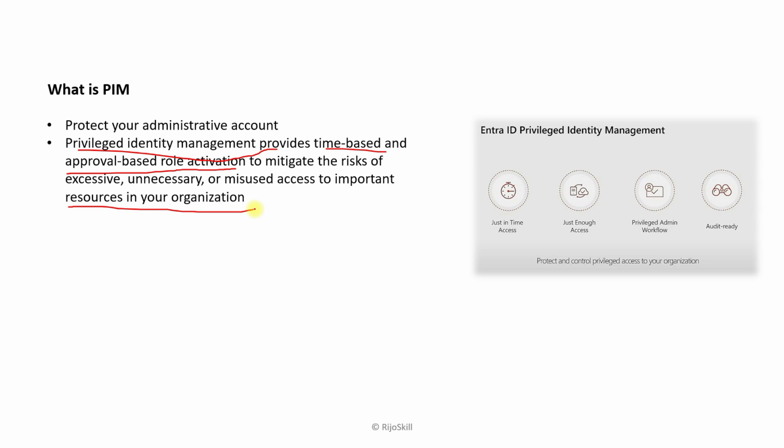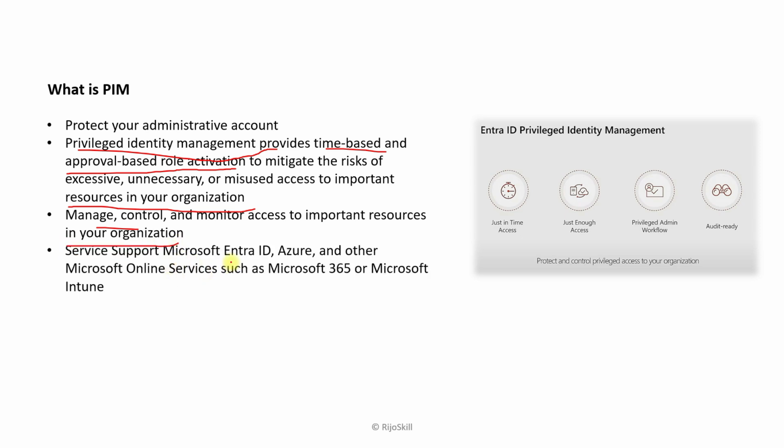For example, you are using access roles such as help desk administrator, privileged administrator and global administrator, and you need to assign these roles to your users. Privileged Identity Management controls how we can assign these roles to users in the organization. So it provides management, control and monitoring of access to important resources in your organization. This service supports Microsoft Entra ID, Azure and Microsoft online services such as Microsoft 365 and Microsoft Intune. So now you understand what PIM is.